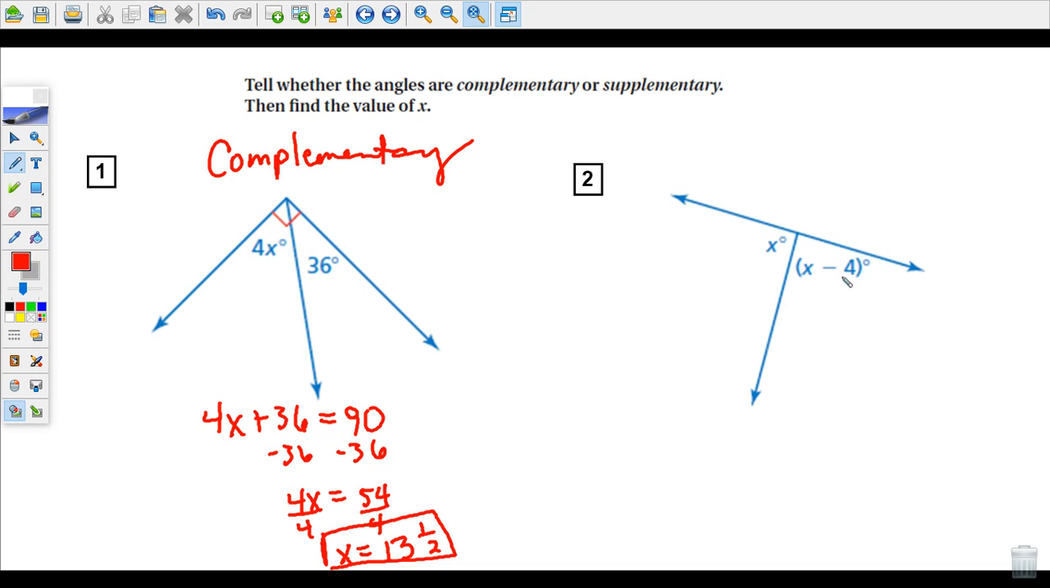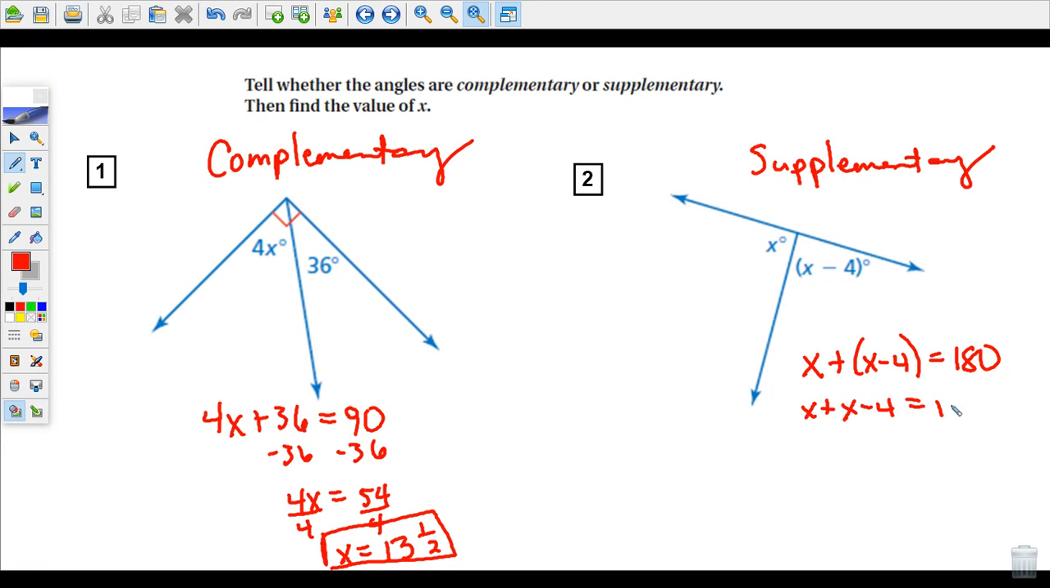Number 2, we see that these two angles form a straight angle, which means they are supplementary. And that tells us that they add up to equal 180. So x plus the other x minus 4 angle equal 180. These parentheses are just showing us that these are grouped together to form one angle. We really don't need the parentheses in the equation.